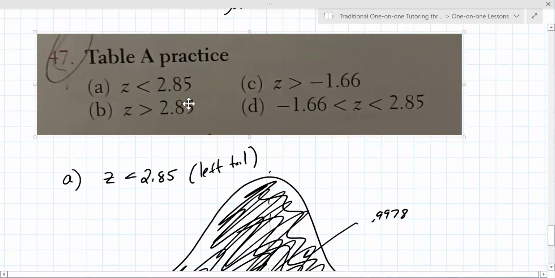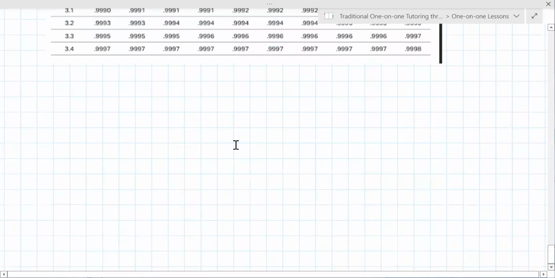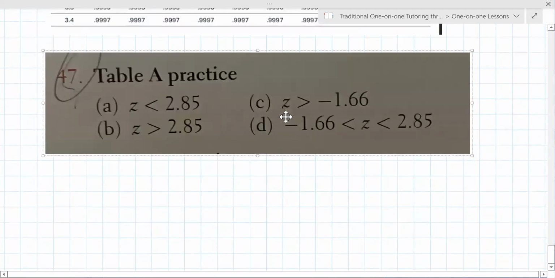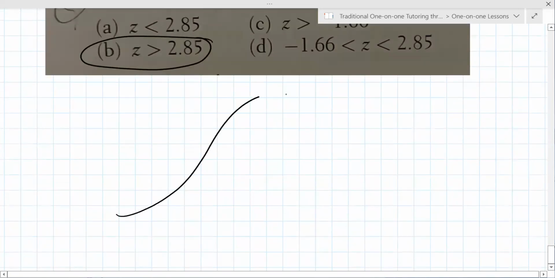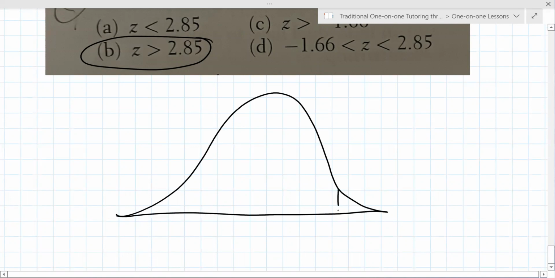All right, now let's do, I'm going to have to snip this again. So now we're going to do part B. Part B, again, you're going to draw a normal curve. You're going to draw a lot of these. And you draw 2.85. So 2.85 is right there. Sometimes it's good to put 0 in. Now it wants greater than. That means it wants right tail, or right of it. So right of it is right there.